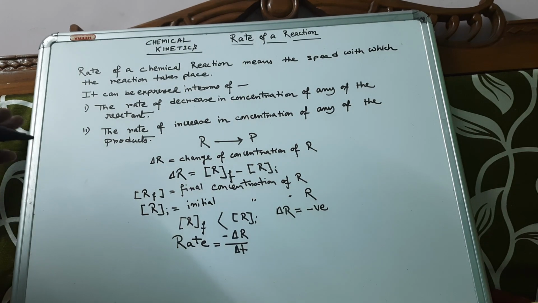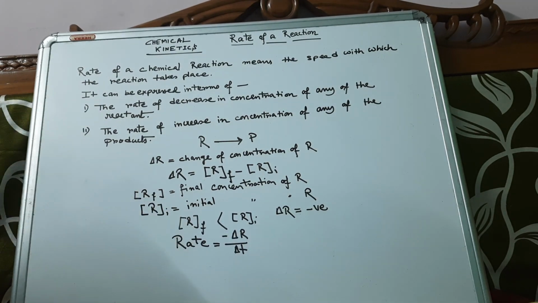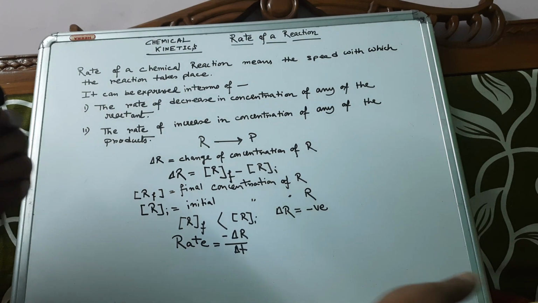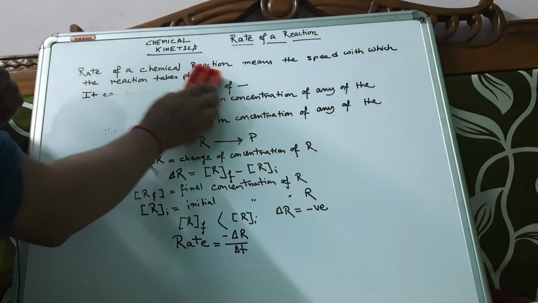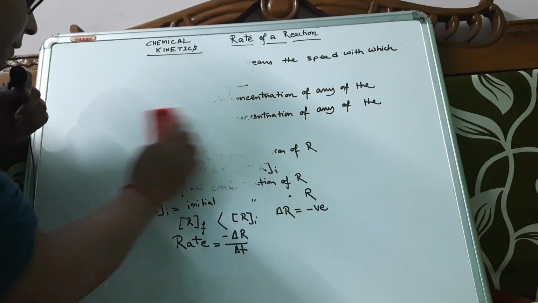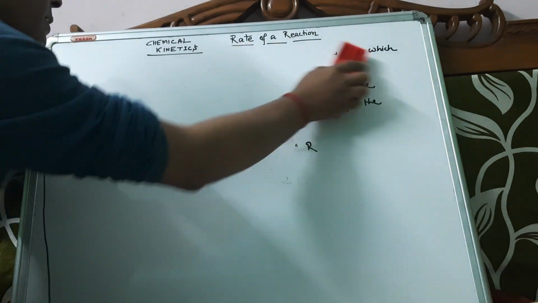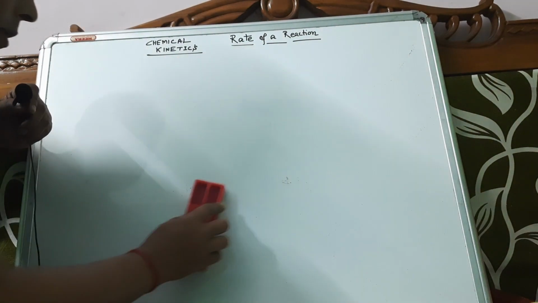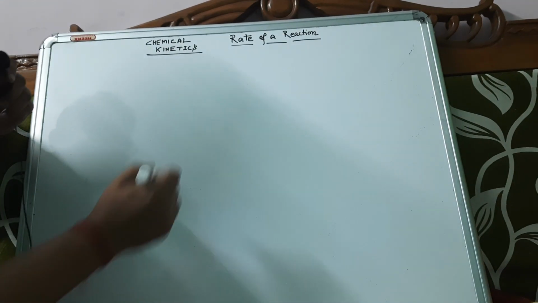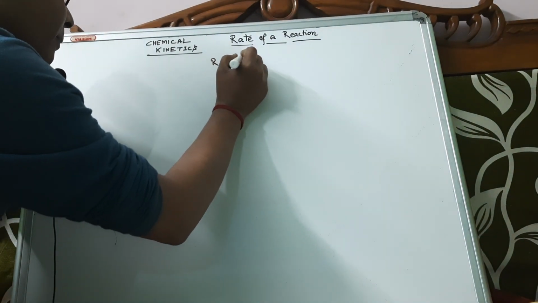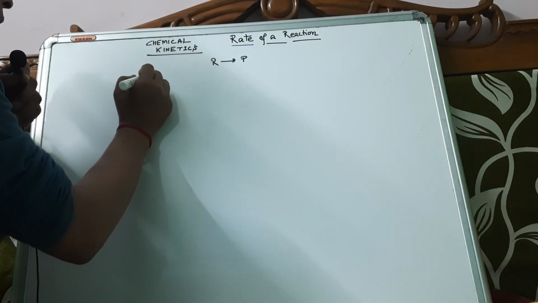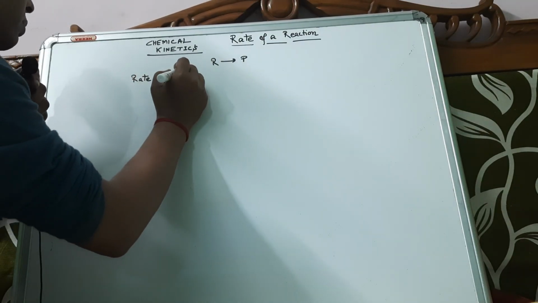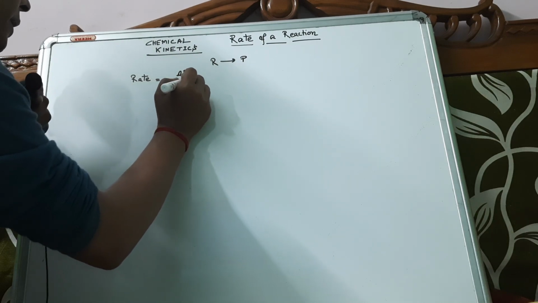So this is the rate in terms of reactant, and now we are going to discuss the rate in terms of product. Very similar. So I am removing all this. So R to P. Okay, so what will be the rate? Rate will be delta P by delta T.